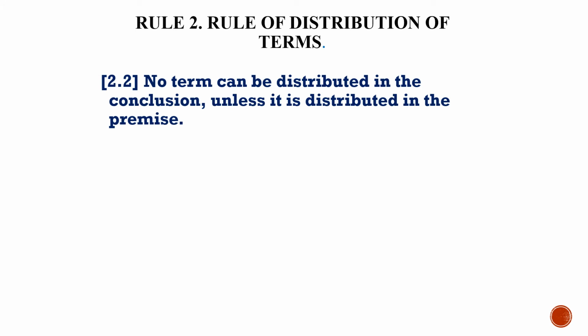Now let us see rule 2.2 of the rules of distribution of terms: no term can be distributed in the conclusion unless it is distributed in the premises. Why? Because when a term is distributed in the conclusion but not distributed in the premises, that means the conclusion has gone beyond the evidence in the premises, and the argument being deductive, it will be invalid. And this is a mistake, so it's called the fallacy of illicit process of terms.